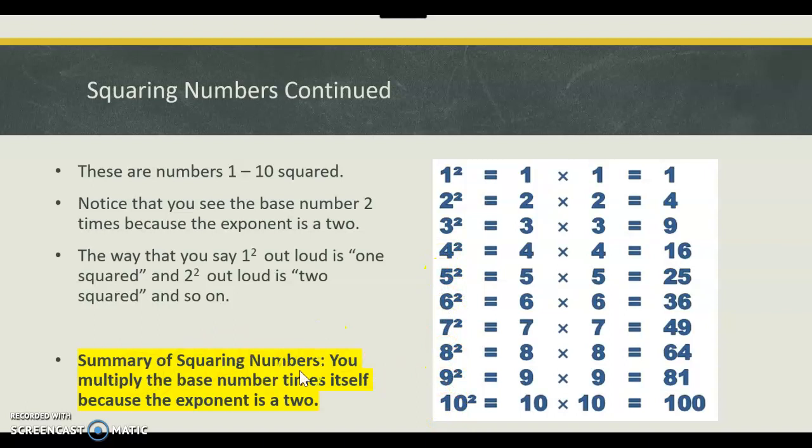So just a summary. In order to square numbers, you multiply the base number times itself because the exponent is a 2. So here's your base number, here's your exponent, and you're going to do the base number times itself. The reason you're doing it times itself is because you're going to see the base number 2 times. So the base number is a 2, and you write it 2 times. 3, 2 times, etc.